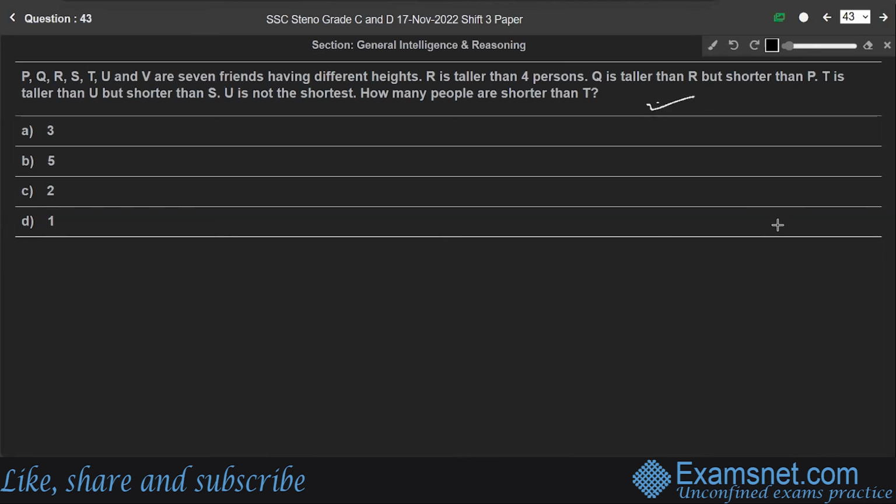Question 43. P, Q, R, S, T, U and V are 7 friends having different heights. Here we have to arrange these persons from shortest person to tallest one. It is given that R is taller than 4 persons. R is taller than 4 persons means: shortest person, next one second shortest, third shortest, fourth one, and fifth person is R.